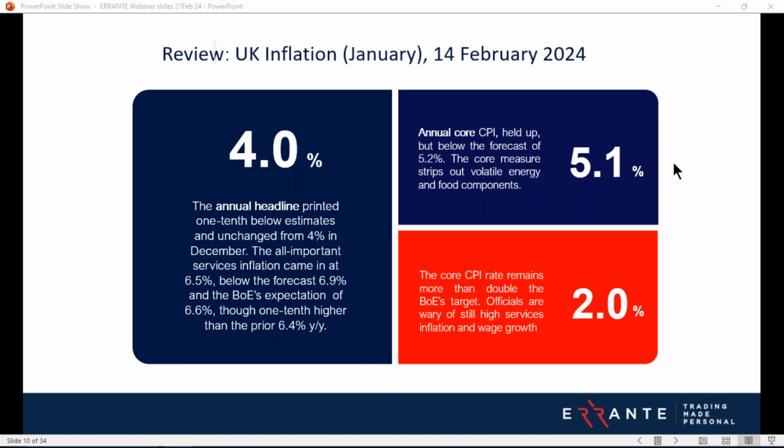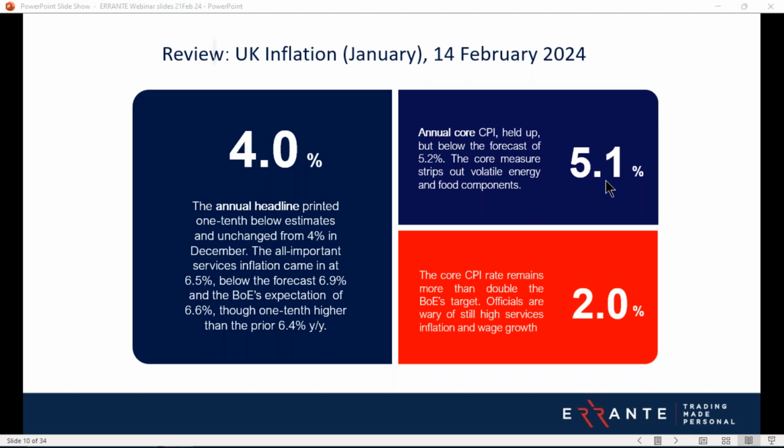Of course, then the following day we had the CPI data, kind of welcome figures, contrast to those wage growth figures anyway. Headline and core figures came in marginally lower than expected. You can see here the headline 4%, unchanged from December and 1/10 lower than expectations. Then the core, that held up 5.1%, but below the forecast 5.2%. And then, as I said, the key number is the services inflation number, as it is across many central banks at least.